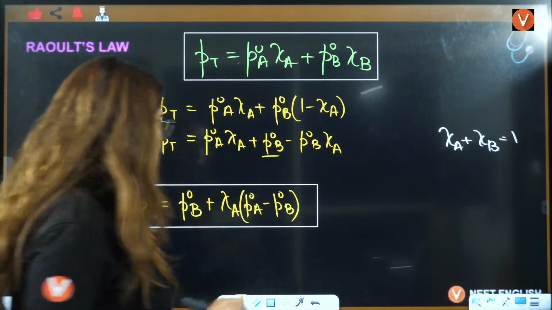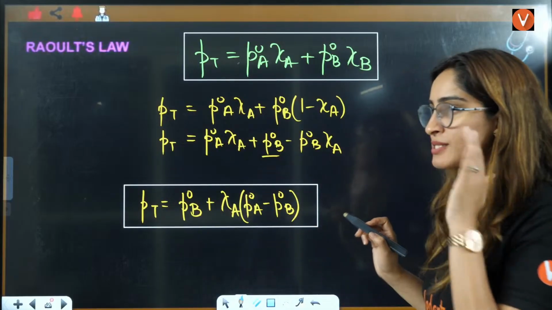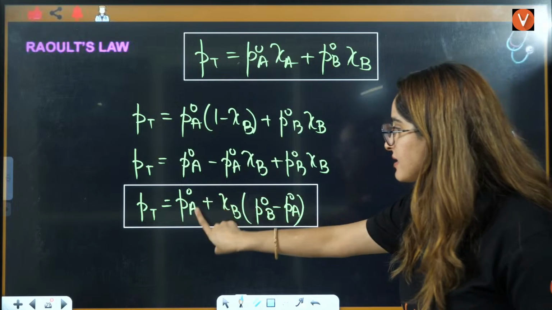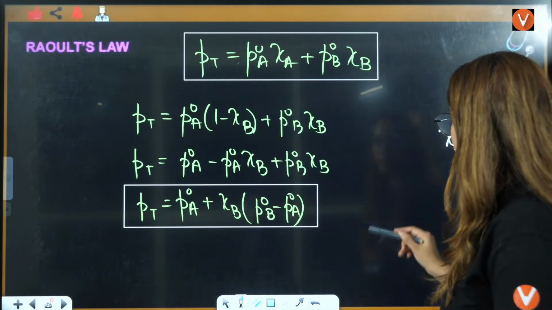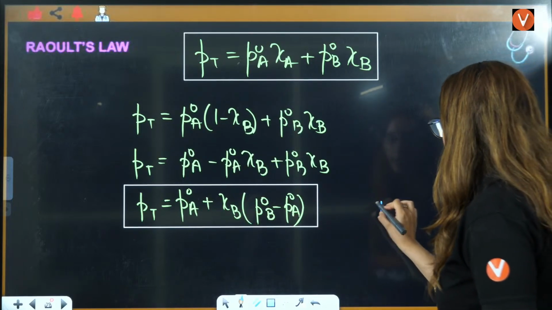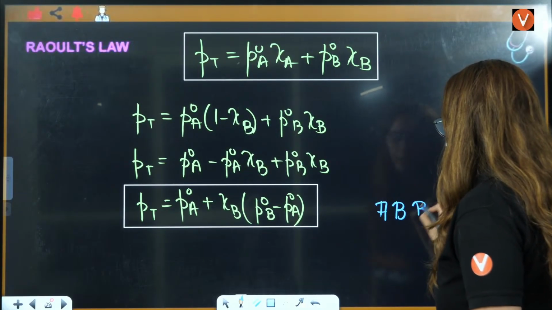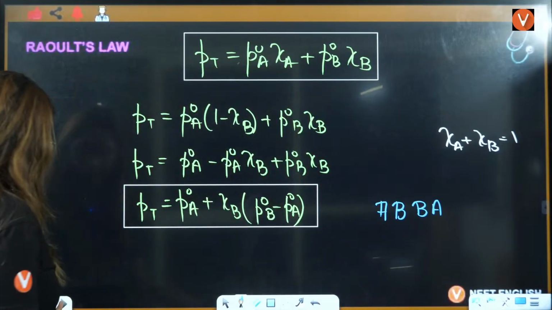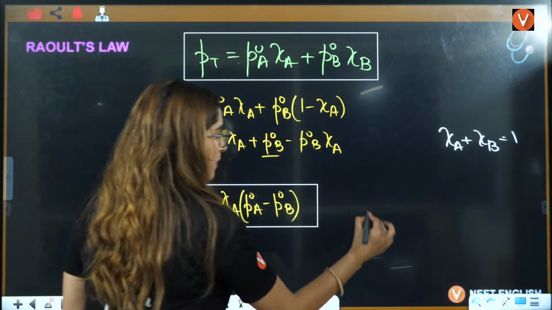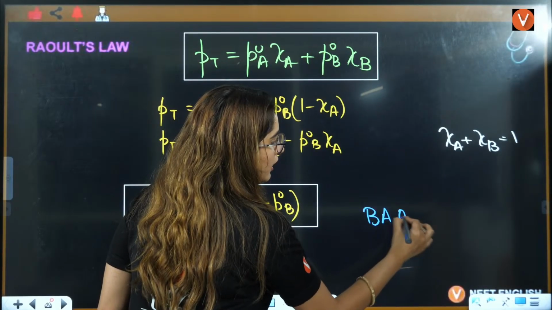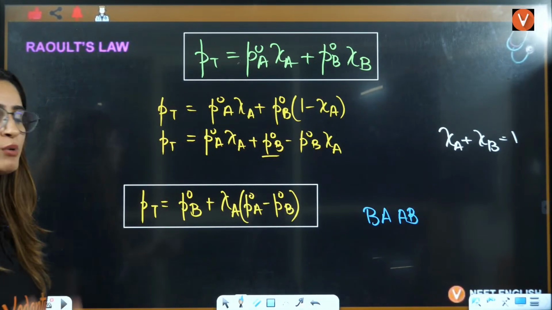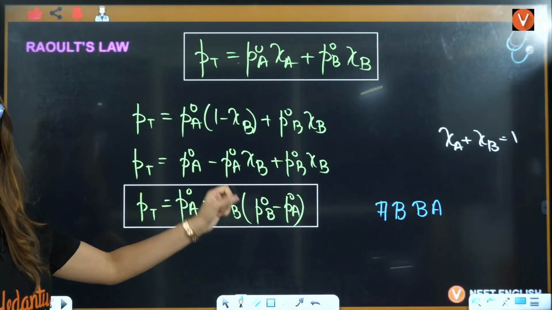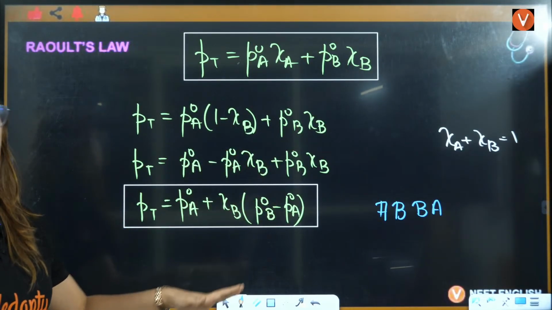Okay. So what you have observed, I'll tell you a simple way of learning this. This is PT, P naught A. This is A. This is B. This is BA. What you have to remember? A, B, B, A. Otherwise, it will be B, A, A, B. And how are you going to put the formula? P naught plus mole fraction multiplied by P naught minus P naught.